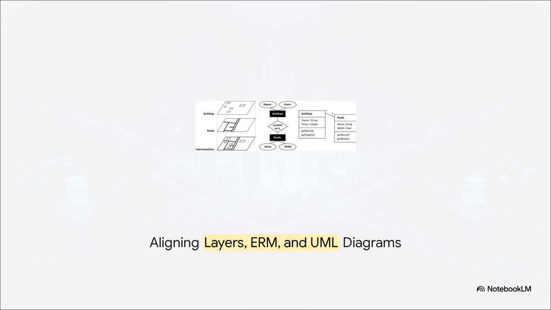You start with the physical layer model, stacking buildings over roads. Then, the ERM diagram shows the explicit logical relationship. It explicitly tells the system that buildings are located with respect to roads. And then, the UML diagram formalizes this whole thing into programmatic classes, assigning string and integer attributes alongside the actual query methods that software will run to retrieve this data. It's a really beautiful translation from a visual map to pure logic.